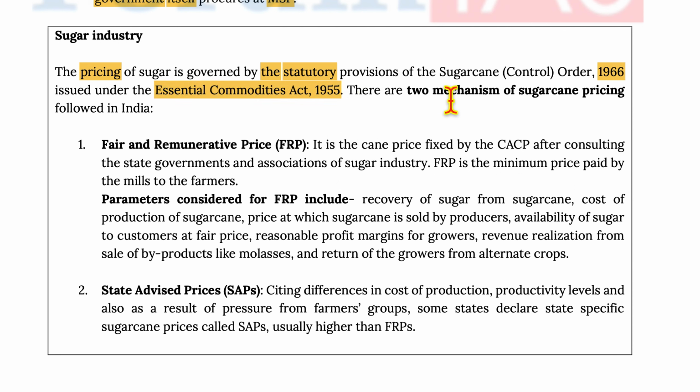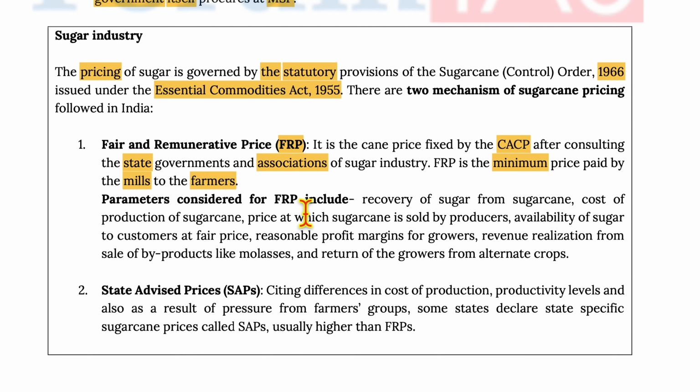There are two mechanisms of sugarcane pricing followed in India. The first one is FRP, which is fair and remunerative price, and the second one is state advised prices. Now, FRP is the cane price fixed by CACP after consulting the state governments and Association of Sugar Industry. FRP is the minimum price paid by the mills to the farmers.